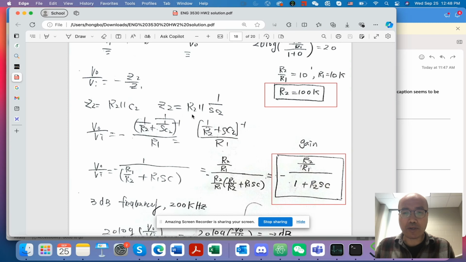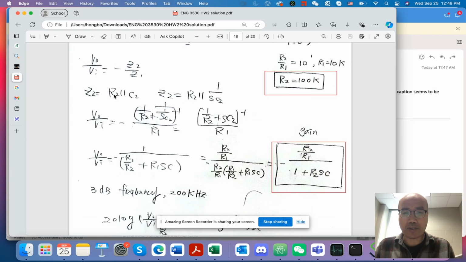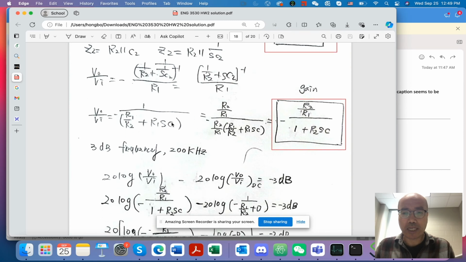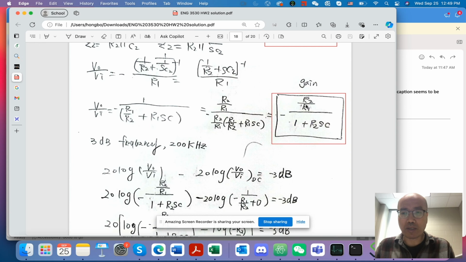So we have the parallel R2, C2 here, and we plug in the parallel formula, which is this. We can derive it and we get this one here. You have to do algebra from here to here until here, okay? So the formula is minus R2 divided by R1, divided by 1 plus R2 SC. S here is J omega.